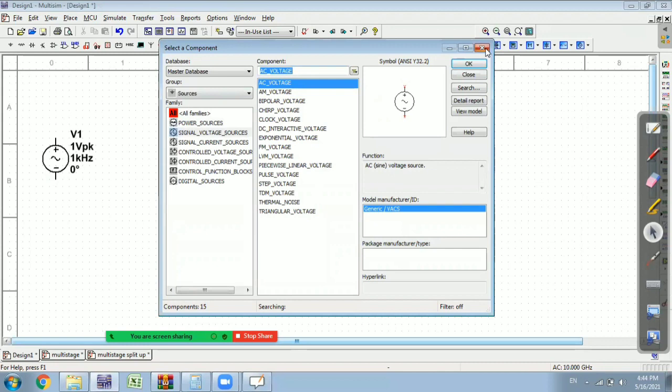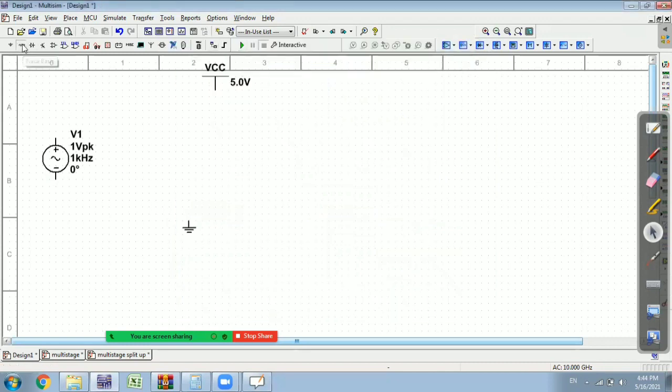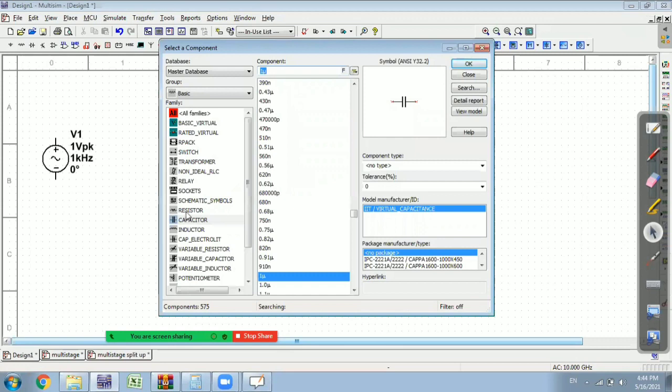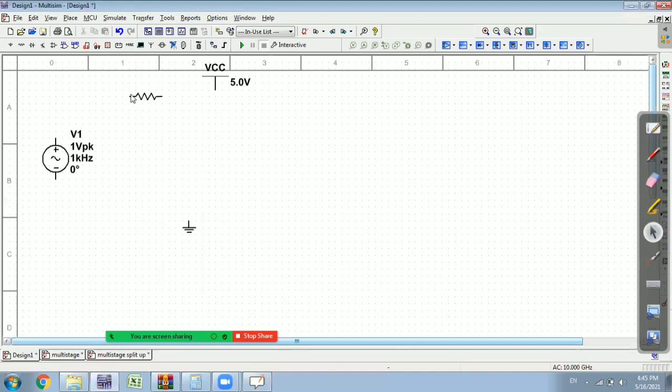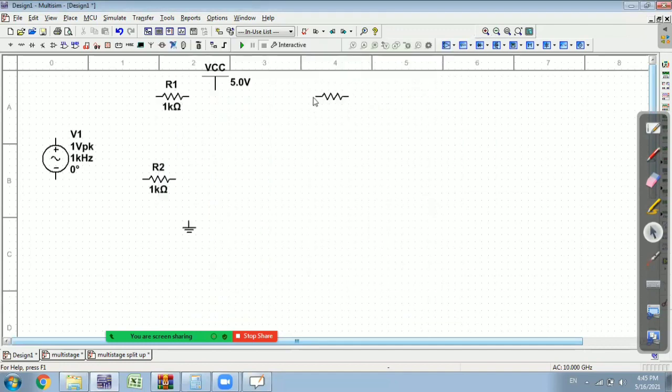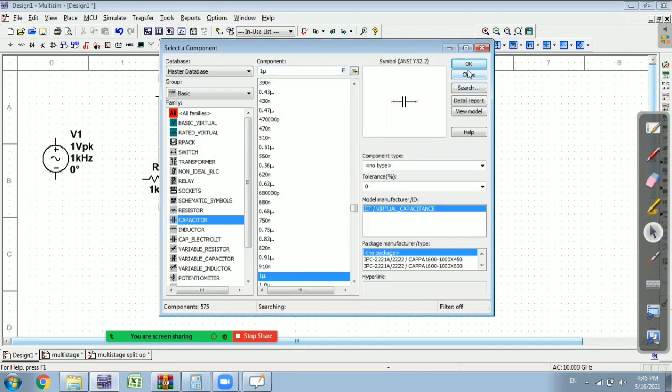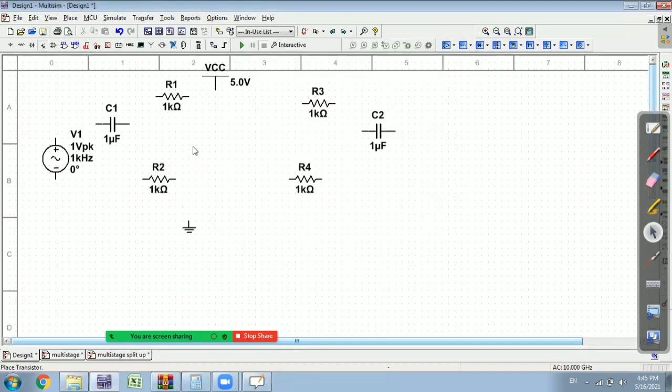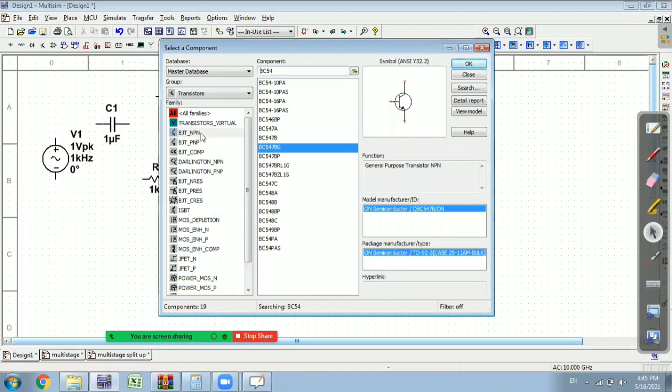And next, we will exit from the screen and go for place basic, from where we can get resistors and capacitors. For voltage divider bias, I need 4 resistors. I will place 4 resistors. And next, I will select capacitors. I need 2 capacitors, one for my input coupling and another one for my output coupling. Finally, I need 1 transistor. I select BJT NPN transistor. In BJT NPN, I select BC547BG. Okay.